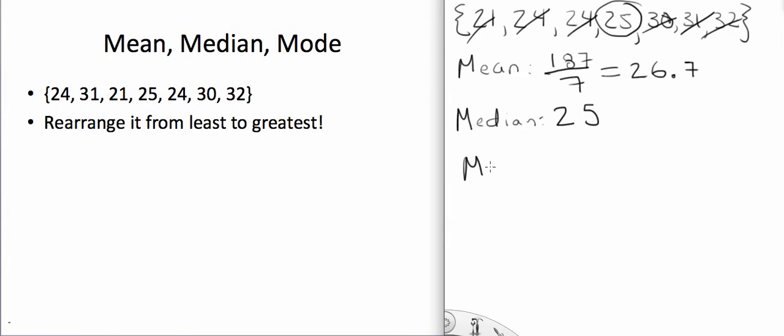The mode is the number that shows up the most, and in this case 24 showed up twice, so our mode is 24.